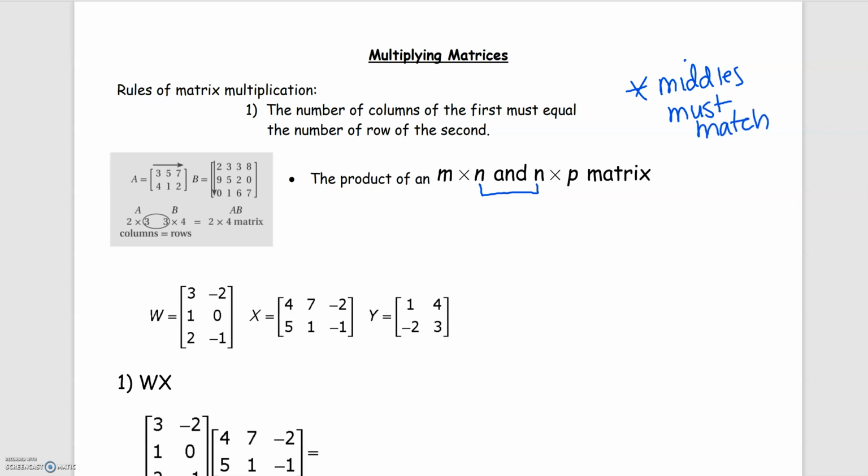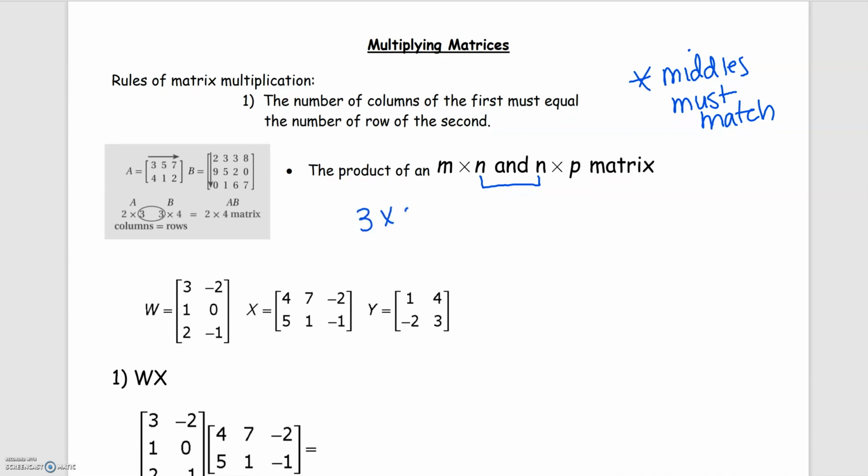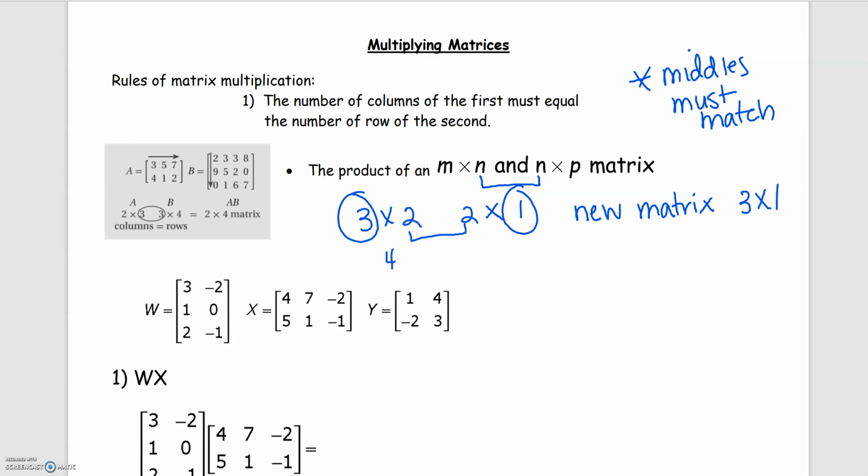Okay, so for example, if I had a 3 by 2 and I was going to multiply it by a 2 by 1, then those match, and our new matrix is going to be the first and the last. So 3 by 1 will be what we get when we multiply. So let's say I had a 4 by 1 and a 1 by 2. So our new matrix is going to be a 4 by 2.